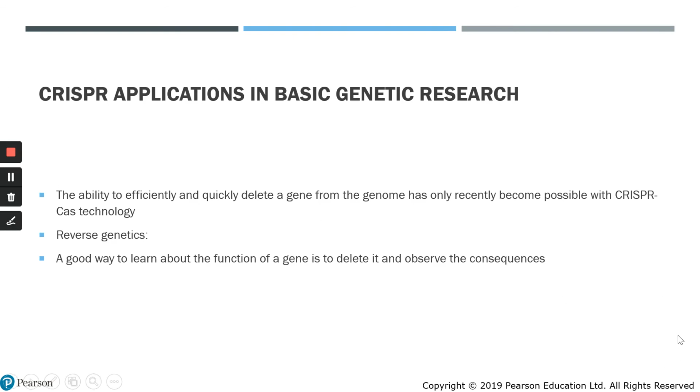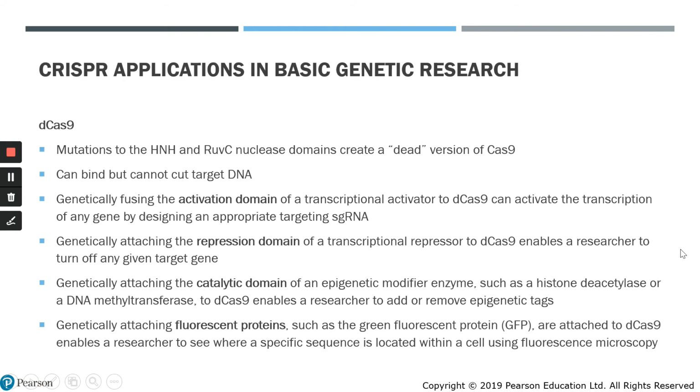Our ability to efficiently and quickly delete a gene from the genome has only recently become possible due to CRISPR-Cas technology. Reverse genetics is a good way to learn about the function of a gene. And reverse genetics involves deleting the gene and then observing the consequences of this effect. And so CRISPR becomes a very useful tool in basic genetic research in order to investigate the function of these genes. We'll now discuss how CRISPR has been used in basic genetic research.